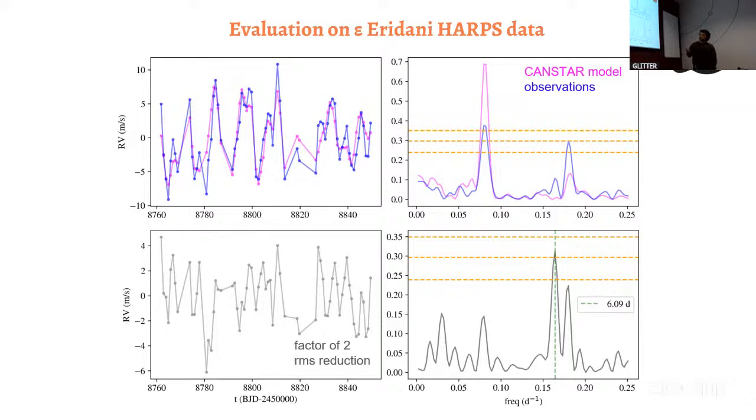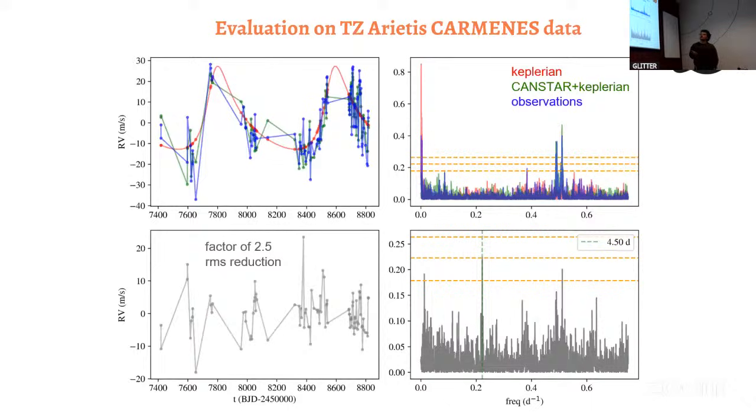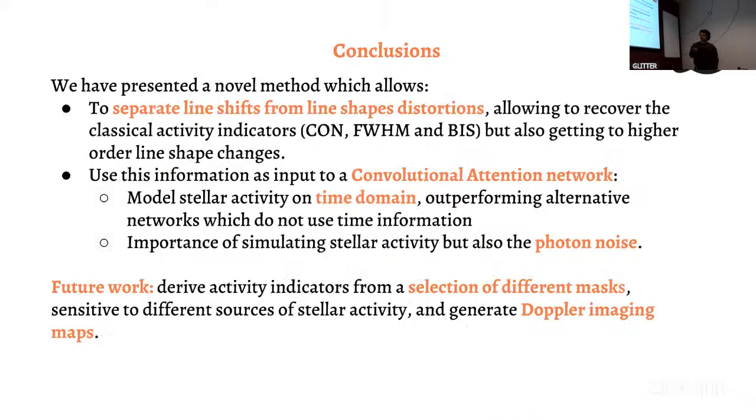In the residuals, we see a tentative signal at 6.09 days, but it is quite close to the first harmonic of the rotation period, so we are a bit uncertain on the nature of this signal. Finally, we also apply this network to another star, where there is a known Saturn mass exoplanet, which induces an eccentric Keplerian orbit. Here we prove that our network is able to fully distinguish between a true Doppler shift and stellar activity.